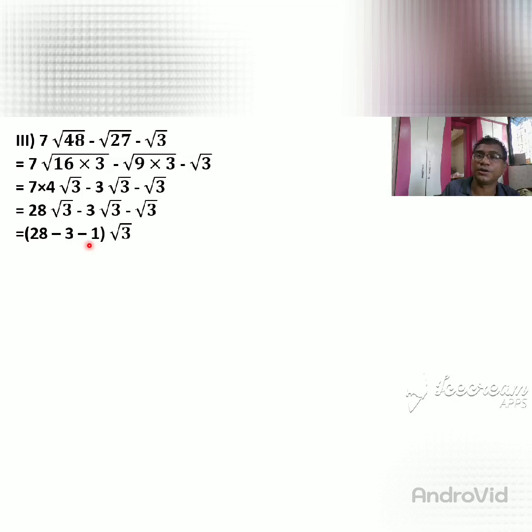25 minus 1, what is remain? 24. So you get 24 root 3. Okay, that is the answer. I hope that you understand it.